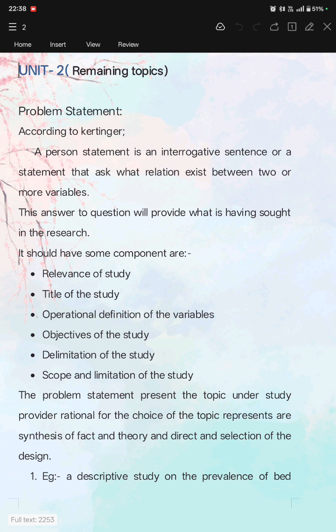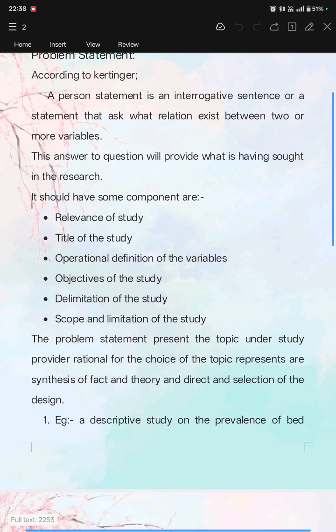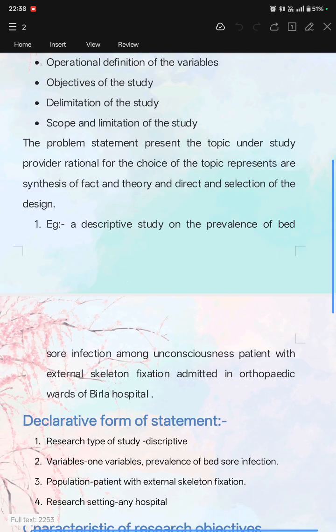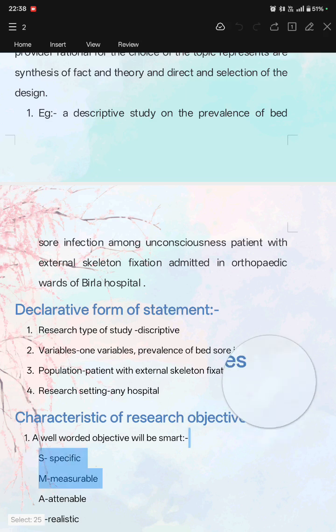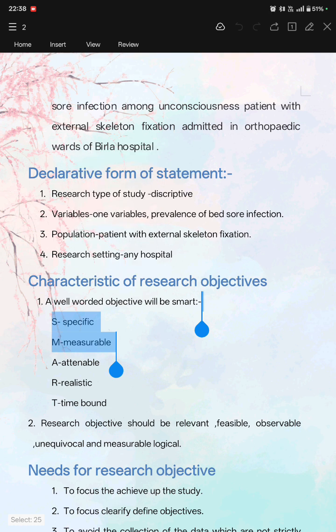Here is our remaining topic of Unit 2. First topic is problem statement. There is a definition of problem statement and some components of problem statement. Next point is declarative form of statement.